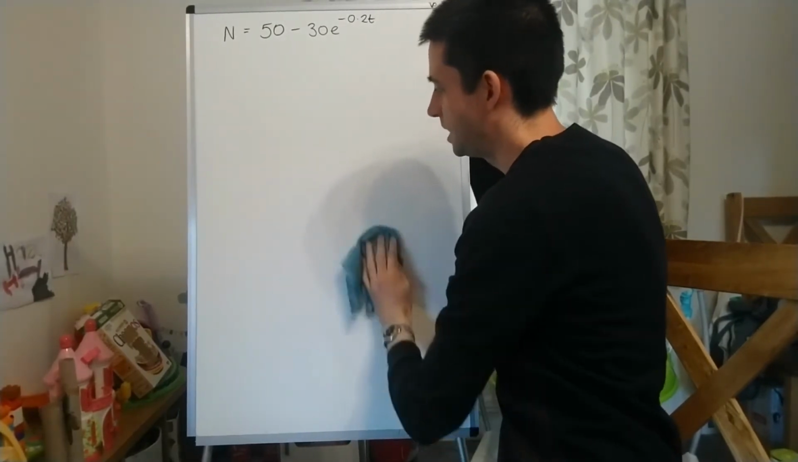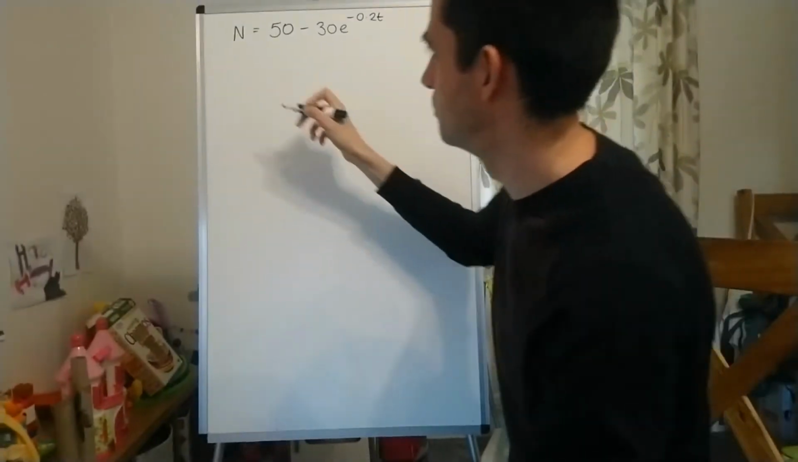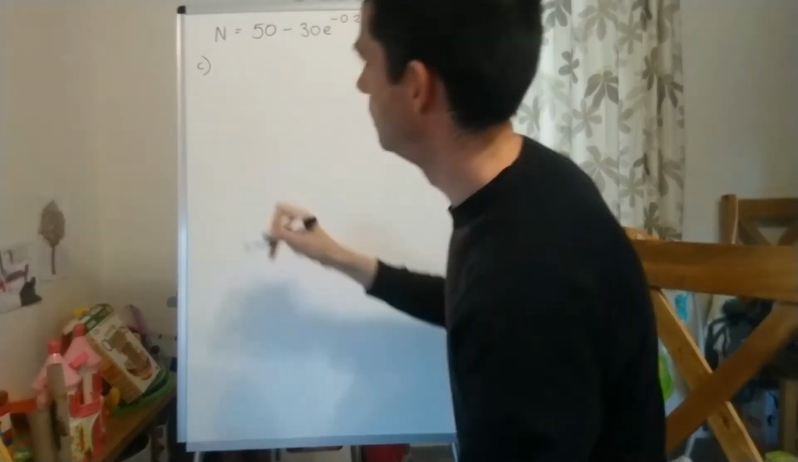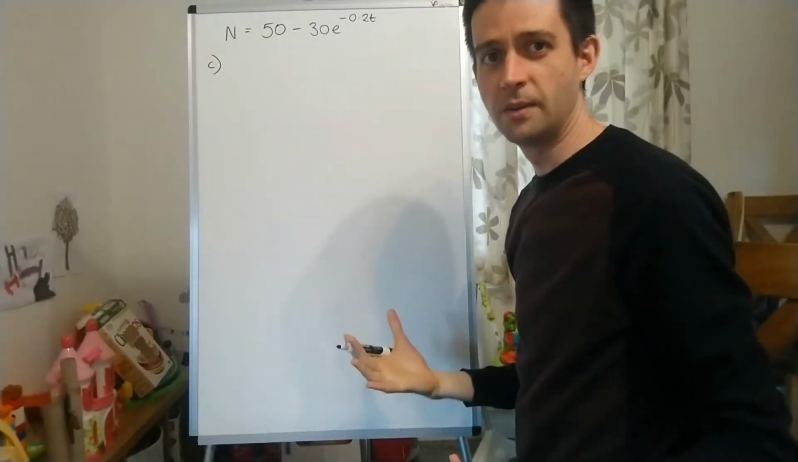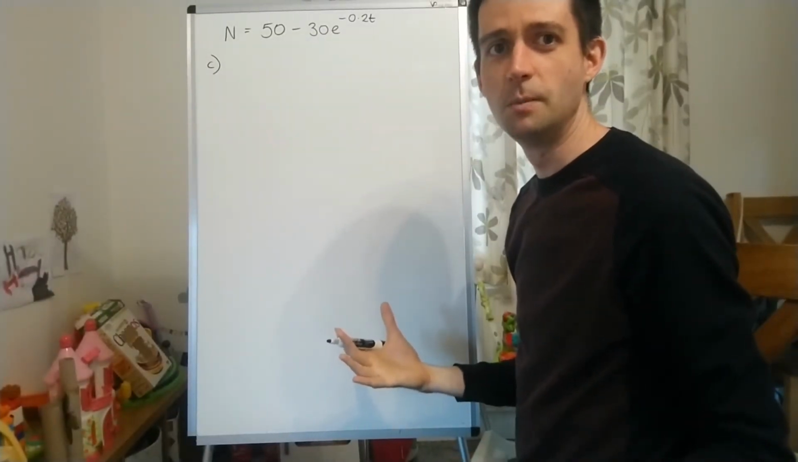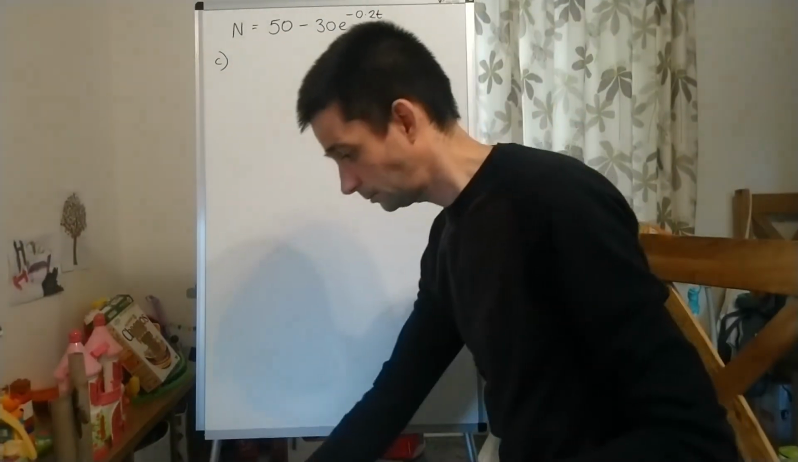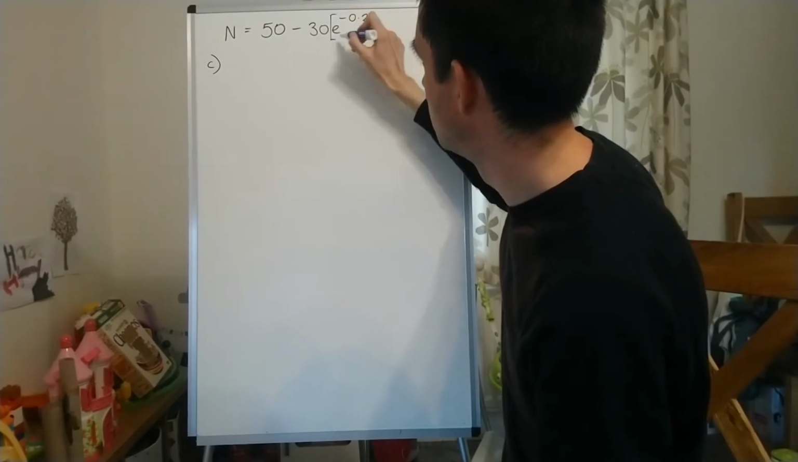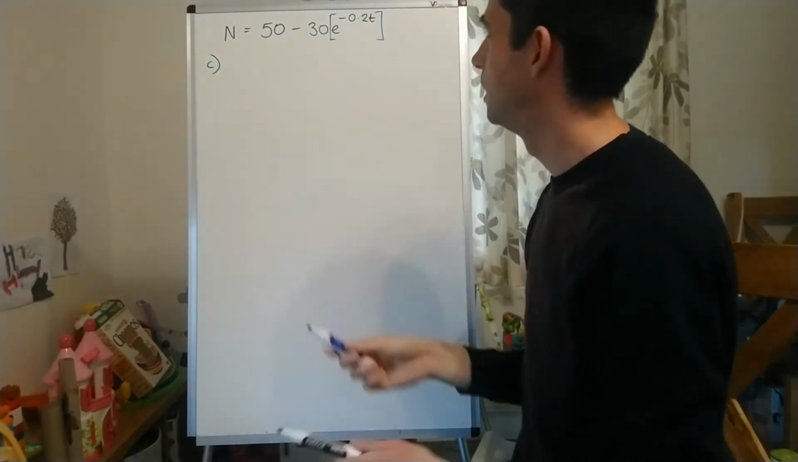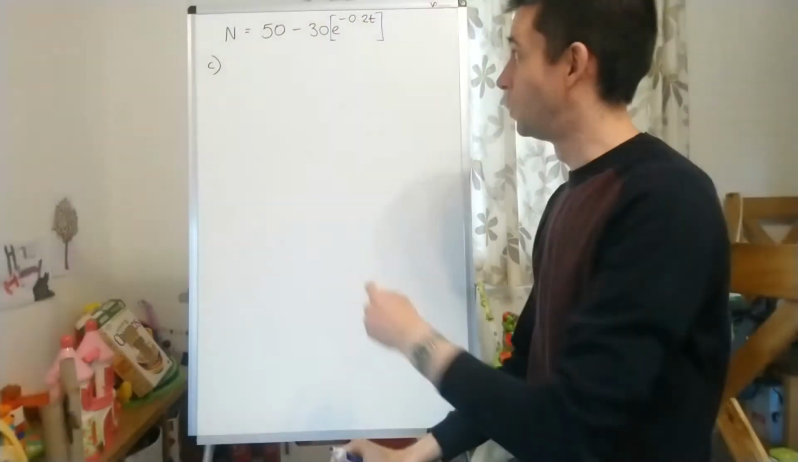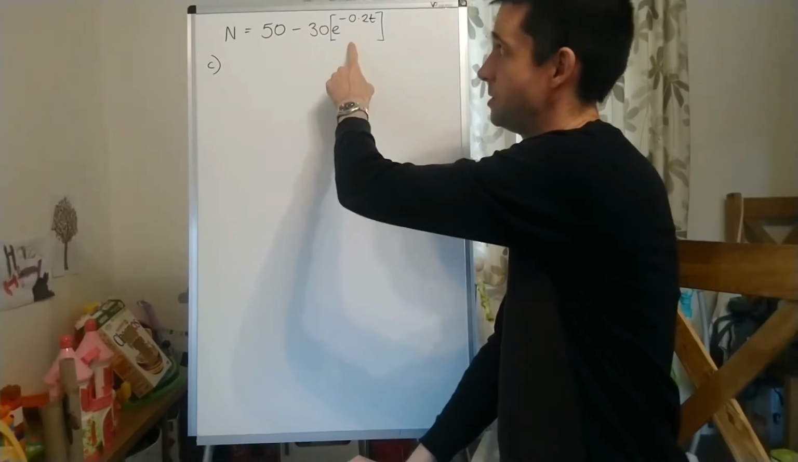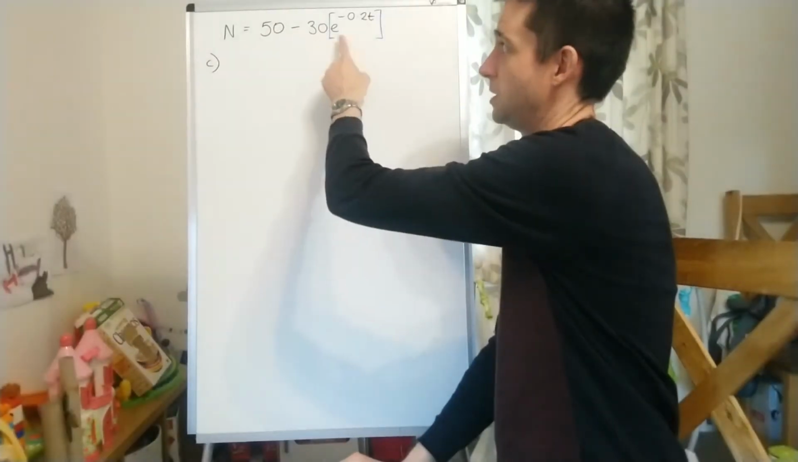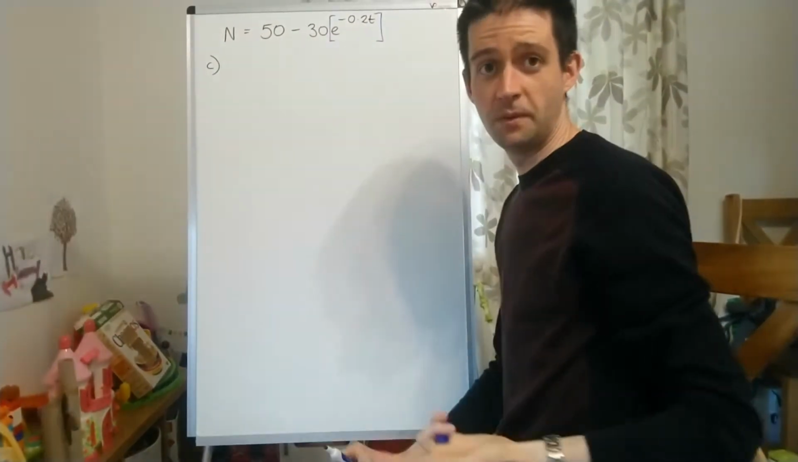And part C is asking me for the long-term prediction. Now, the long-term prediction is just another way of asking me, what is the asymptote of this function? Well, the asymptote, we talked about this, remember, the e bit cannot be 0. So we say, okay, well, what if the e bit was 0? Well, if it was 0, we'd have 50, take away 30 lots of 0, so it'd be 50.